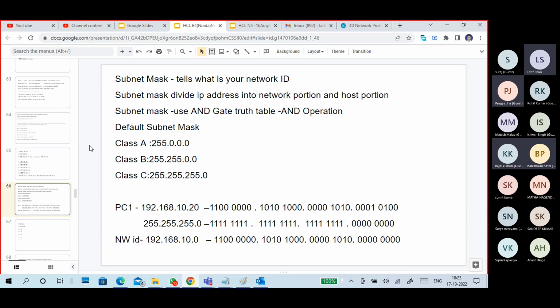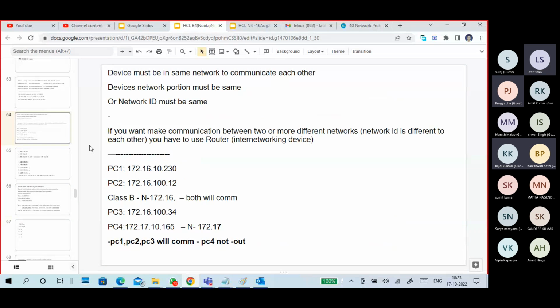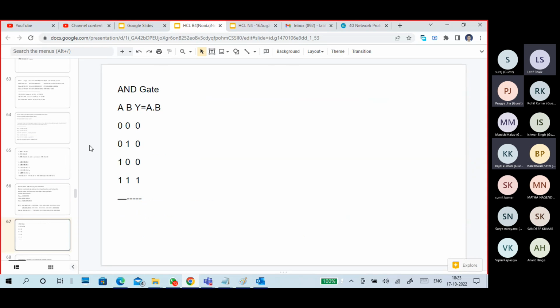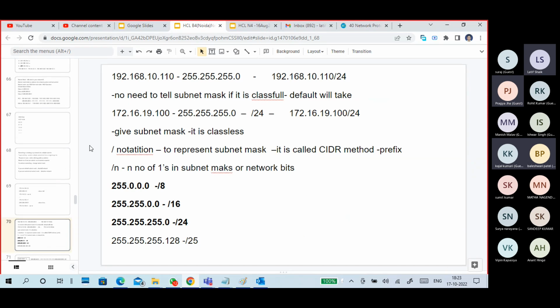Okay, so here are the subnet masks for class A, class B, and class C. Class A is 255.0.0.0, class B is 255.255.0.0, and class C is 255.255.255.0. These are the default subnet masks. Generally, we use the default subnet mask for any kind of IP address, whether it is class A, class B, or class C. This is called classful. We are using the default subnet mask.